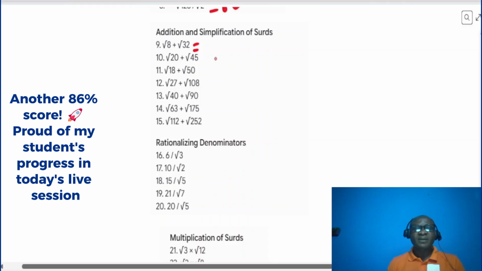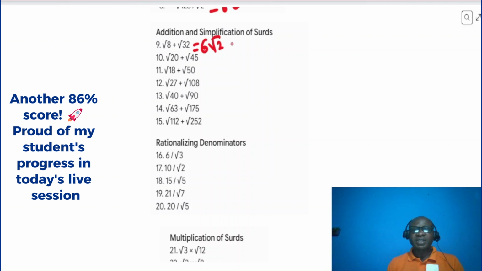I got 6 root 2. 6 root 2. Let's see. Square root of 8 is 4 times 2, which is 2 root 2, plus square root of 32 is 16 times 2, which is 4 root 2. Okay, the addition is correct. Number 10.